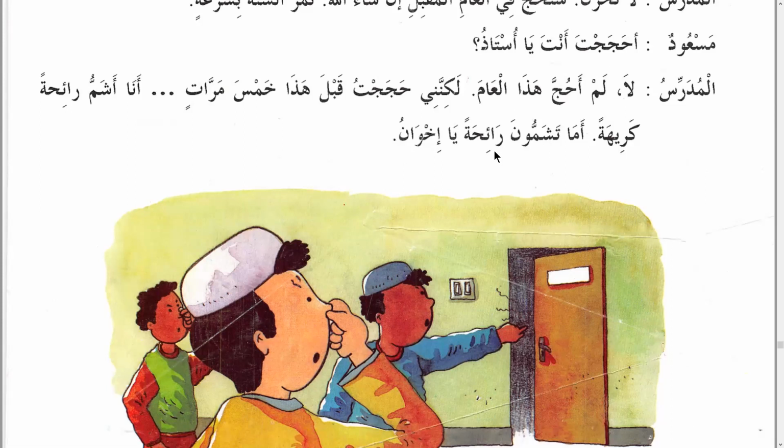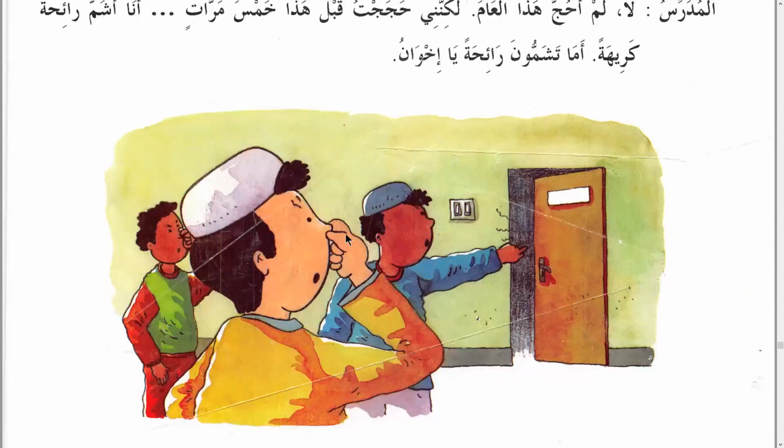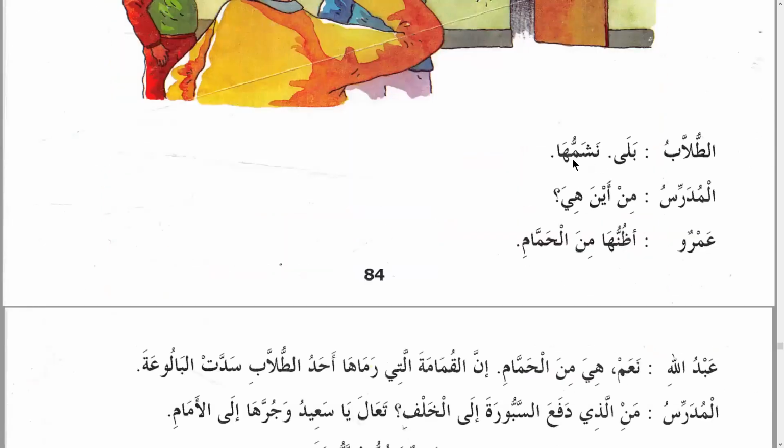Ama tashammuna. See, tashammuna, sheen has a fatha because this is bab samia. Samia yasma'u, shamma yashammu. Ama tashammuna raihatan ya ikhwan? Aren't you smelling the smell? A smell, oh brothers, they're smelling some smell or something. Bala nashammuha. Yes, we are smelling it. Bala, of course, a negative question. So bala nashammuha, we are smelling it.